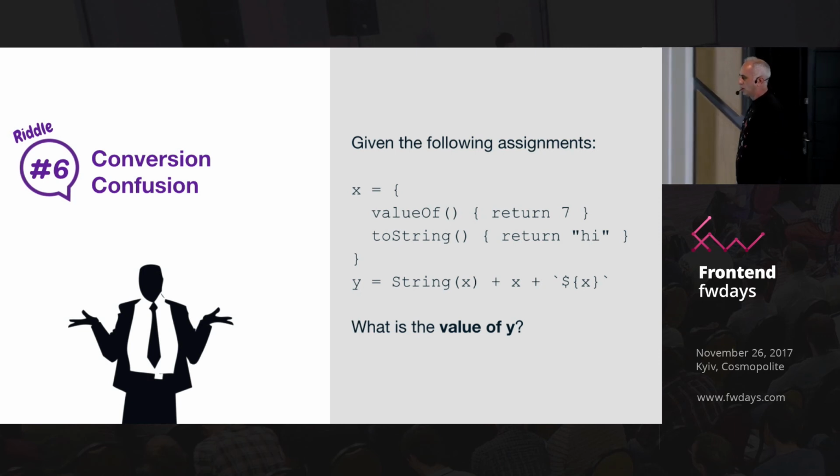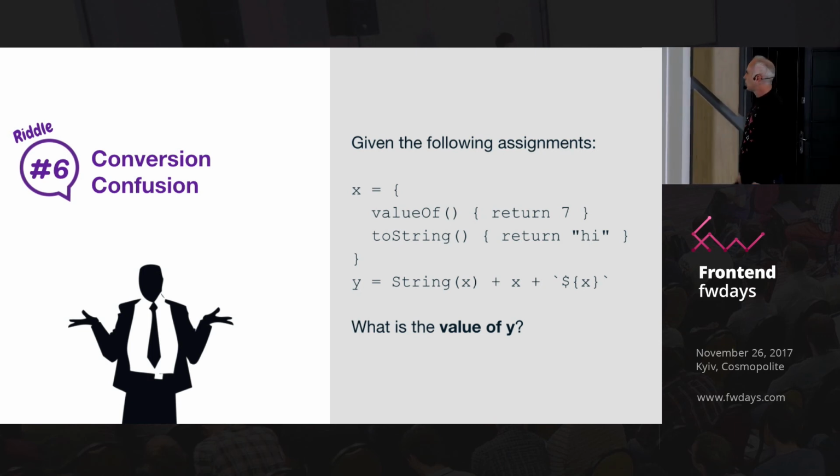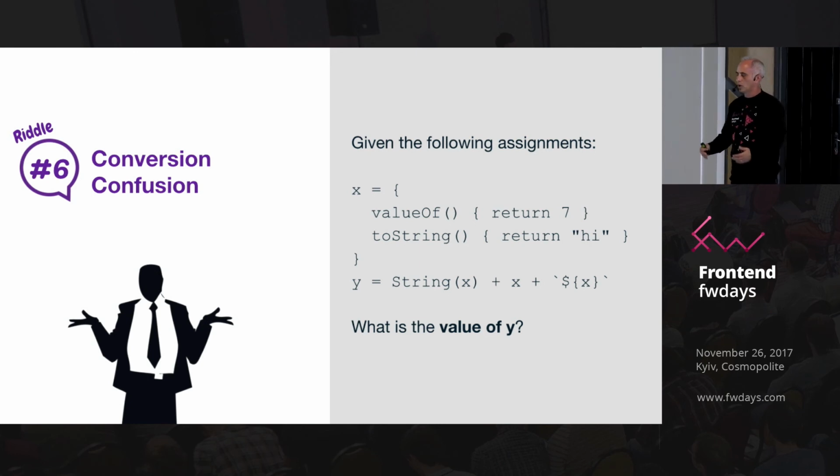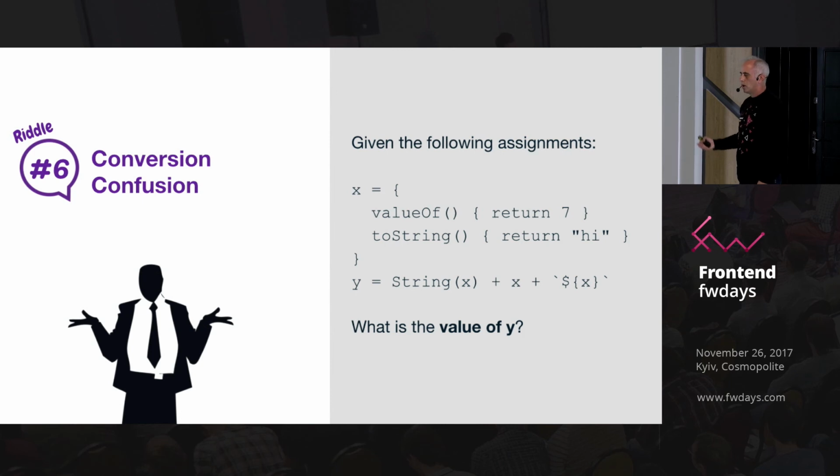Here's the question. One of the funny things about JavaScript is that you can try to convert objects to other values. And you can use valueOf and you can use toString. Can you tell me in the following expression what would be the value of y? You didn't see the answer, I hope.